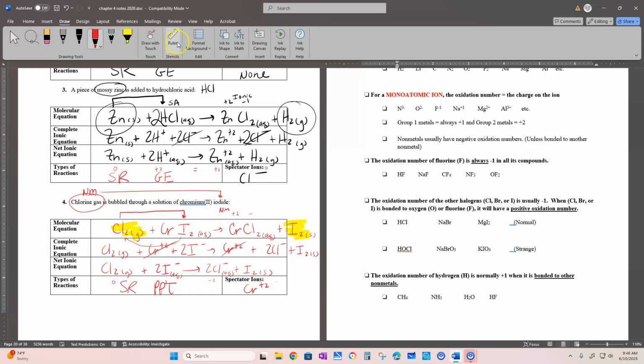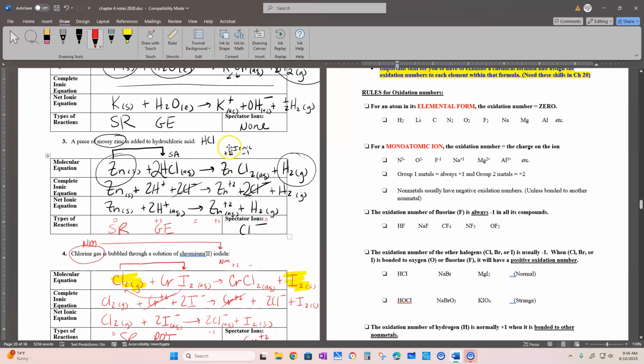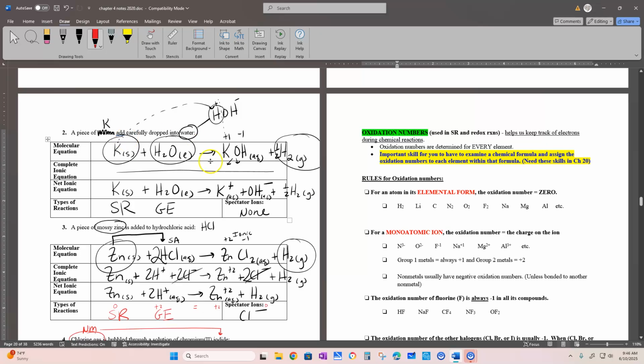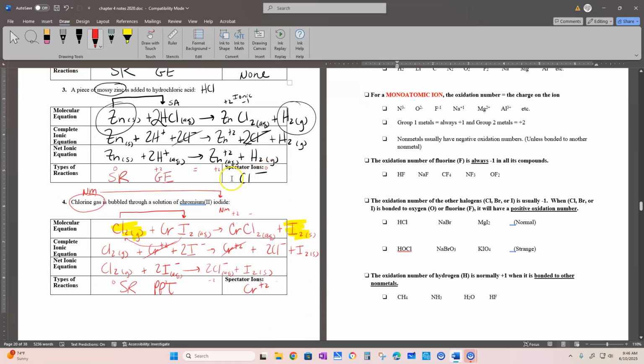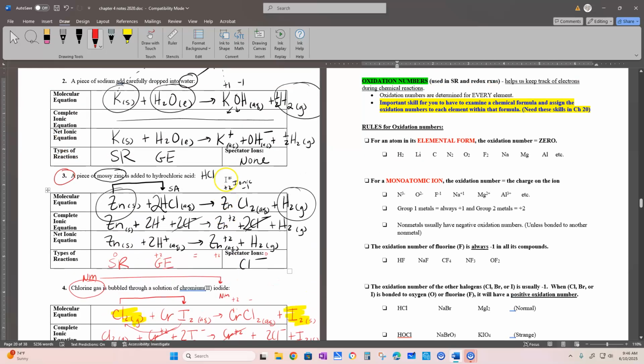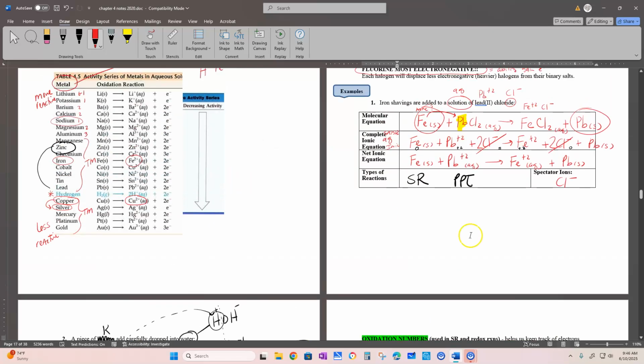So you're probably asking yourself the question, well, every example that we've done, it replaces. What happens if it doesn't replace? Well, let's take number 3. Actually, I just lied. Let's take number 1. Let me go back to number 1 since I have space right here. So in number 1, let's switch it. Let's say this time lead shavings are added to a solution, and you can abbreviate the word solution, SOL, of iron 2 chloride.